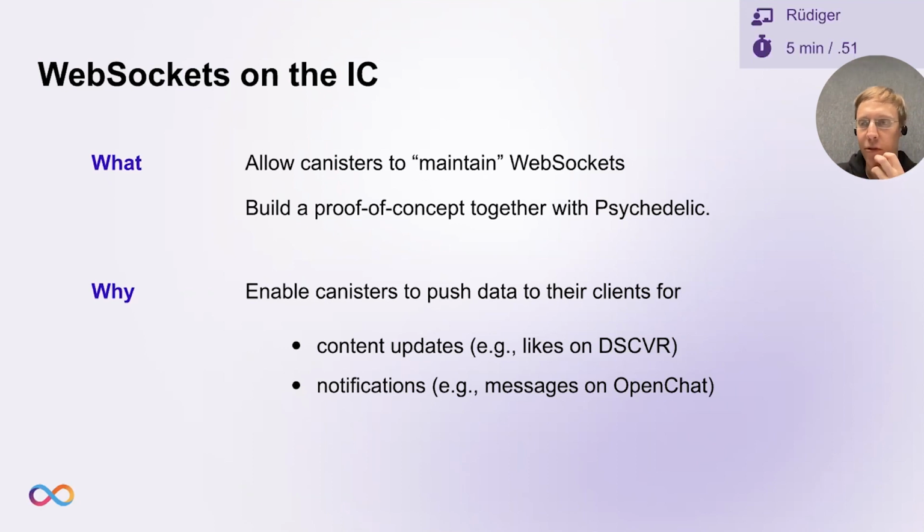Now, if you think of examples, this could be dynamic content updates. So you have dApps like Discover that can push new posts and new comments directly to their clients. Or you could think of notifications in messaging apps like OpenChat, where you directly push the new incoming messages to the clients. Or, for example, a wallet like Plug Wallet could have the backend push the latest transactions or update the holdings in the wallet.